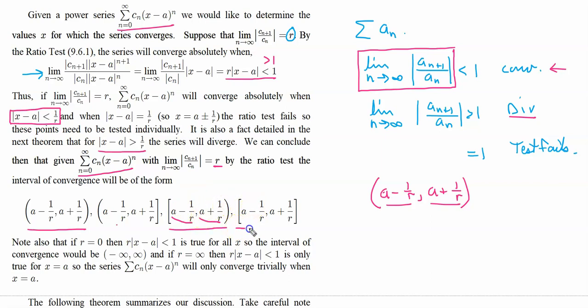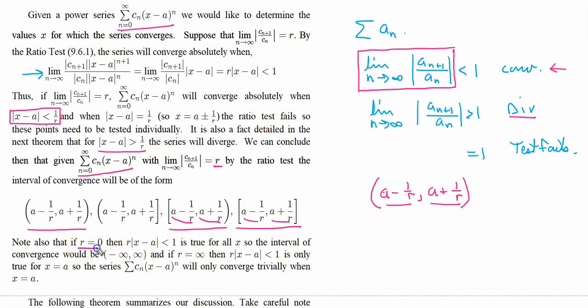Or your interval of convergence could look like this, where your power series converges for x equal to both of the endpoints, and then it also converges absolutely for x in between these two numbers. So there you go. That's how you can determine the values of x for which your power series will converge or diverge. And let's note one other thing in our discussion.